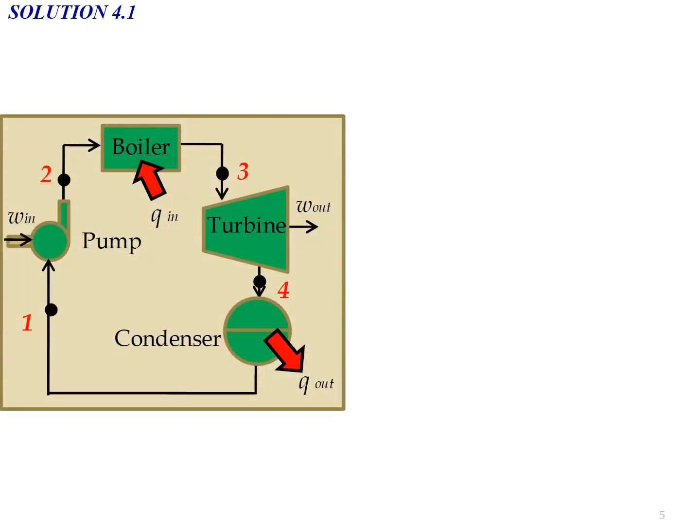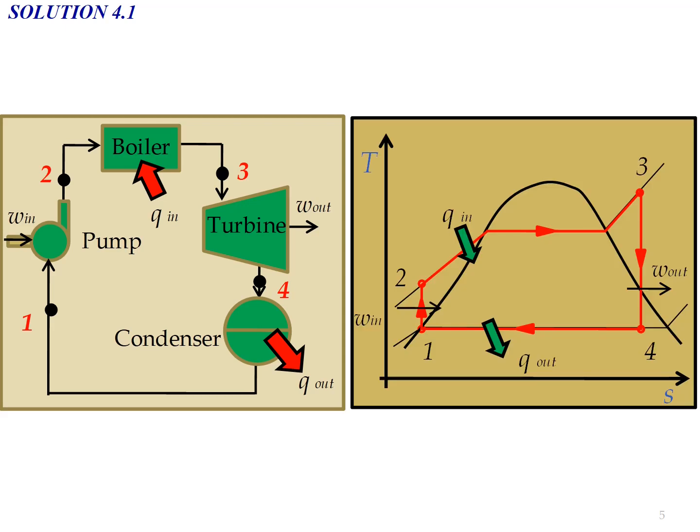Okay, the solution for example 4.1. So now you need to draw the schematic diagram of the ideal Rankine cycle, and also you need to draw the TS diagram based on the question. So you need to put in the data given on this schematic diagram and also on the TS diagram in order to understand the data given in the question for the specific condition of the steam power plant.